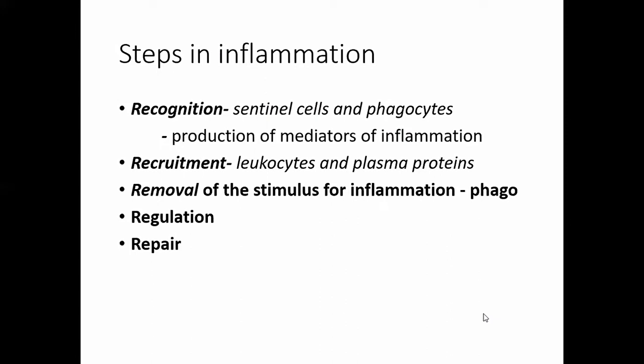The recruitment of the leukocytes and the plasma proteins into the tissues. So when pathogenic microbes invade the tissues or the tissue cells die, the leukocytes, first mainly the neutrophils, and then the monocytes, and then the lymphocytes, and then the plasma proteins, are rapidly recruited from the circulation to the extravascular site where the offending agent is located.